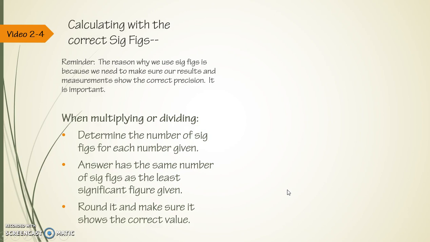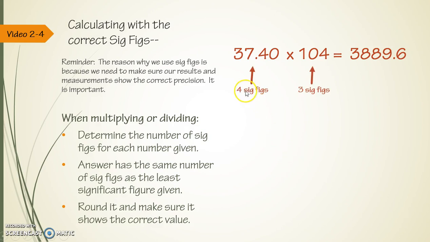Okay, so when we're calculating with sig figs, remember that old problem that we had? We recognized that the first one had 4 significant figures in it, the second one had 3 significant figures. So when you're multiplying or dividing again, you must choose the number with the least amount of significant figures. Okay, your answer can only have that number of them. So this answer can only have 3 sig figs.